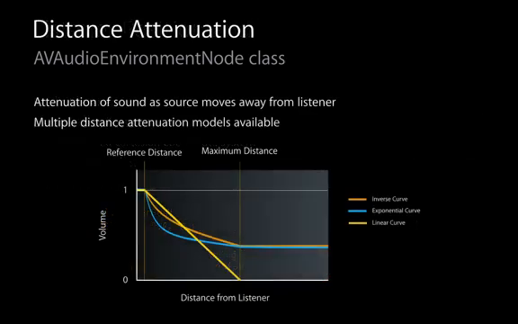You also have distance attenuation in the environment, which is just the attenuation of sound as the source moves away from the listener. In this graph, there are 2 points of interest. There's the reference distance, which is the distance above which we start applying some amount of attenuation. There's also the maximum distance, which is the point above which the amount of attenuation being applied is capped. All of the exciting stuff happens between the reference distance and the maximum distance, and in that region, we have 3 curves that you can pick from.